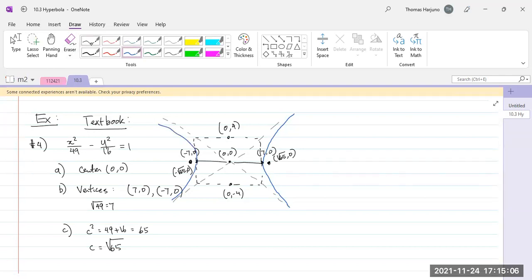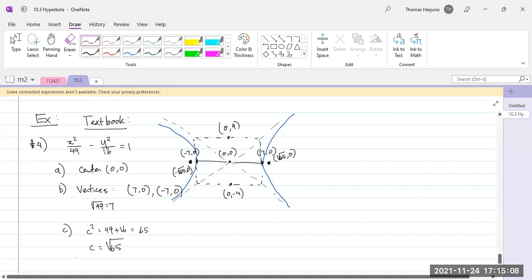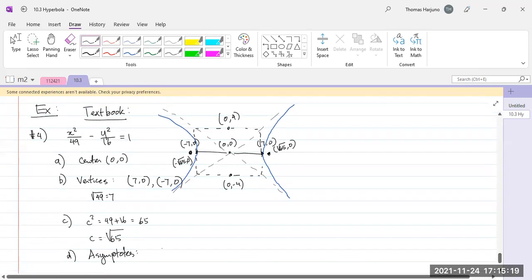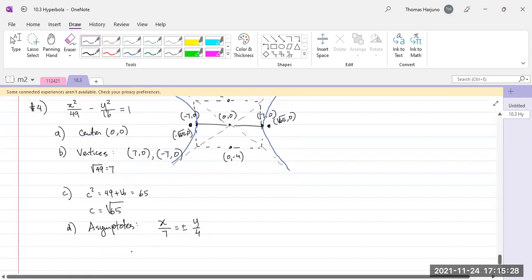How about the asymptotes? The asymptotes will be x over 7 equals plus minus y over 4. But we need to write that in slope-intercept form. So it becomes y equals plus minus 4 over 7 x. Okay.